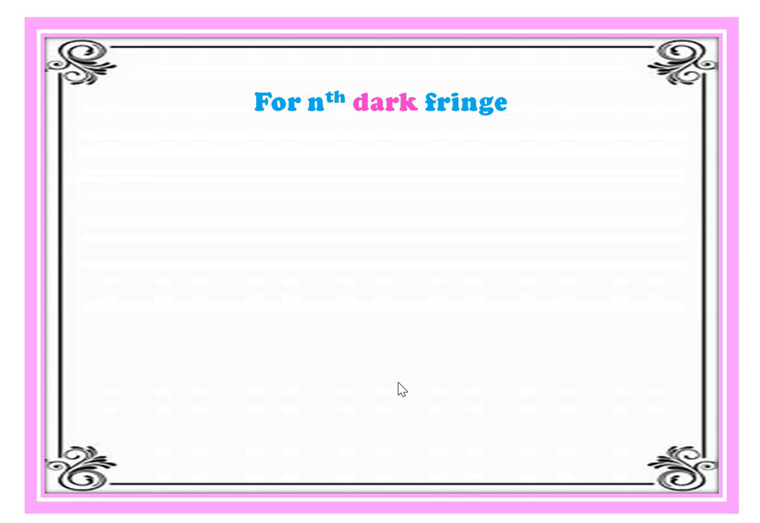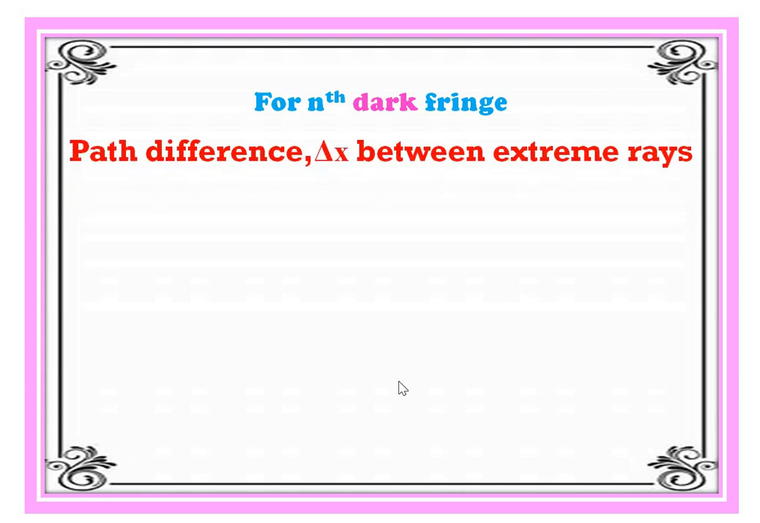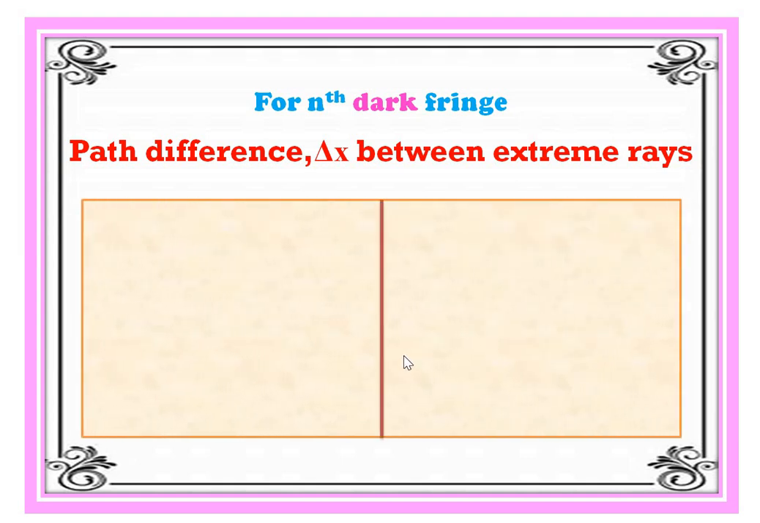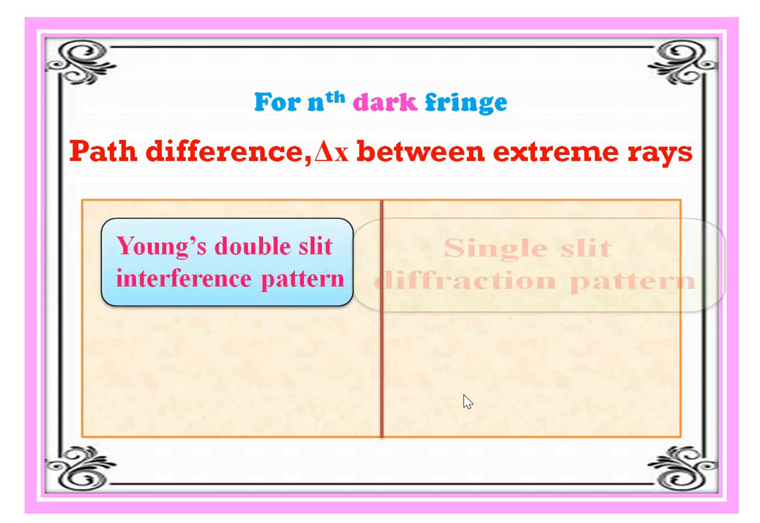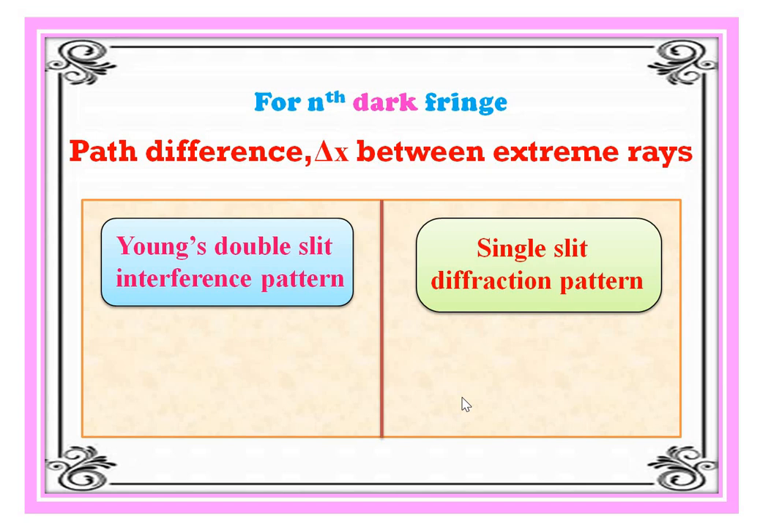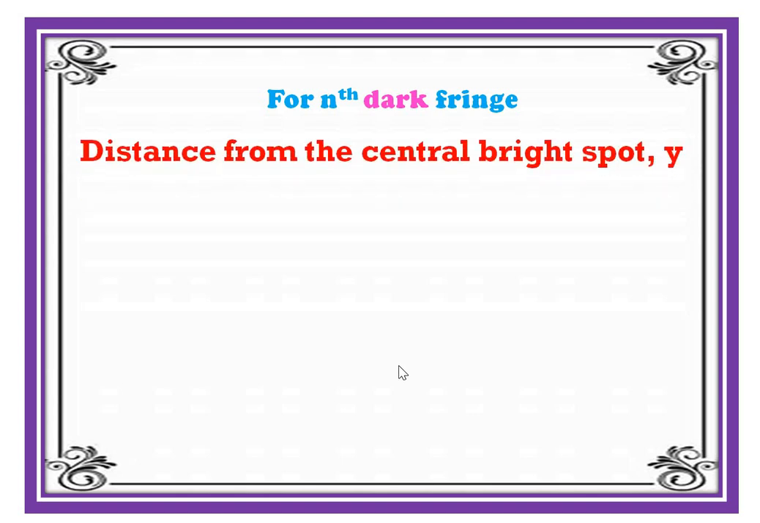For the nth dark fringe, the next point is the path difference delta x between the extreme rays. In Young's double slit interference pattern, the formula is n minus 1/2 times lambda. And in single slit diffraction pattern, the formula is simply n times lambda. The next point is the distance from the central bright spot, small y.